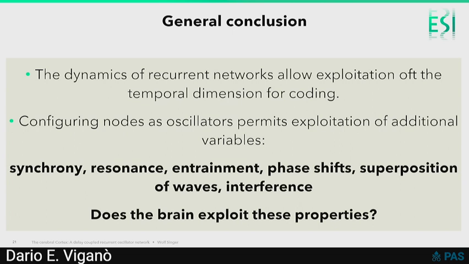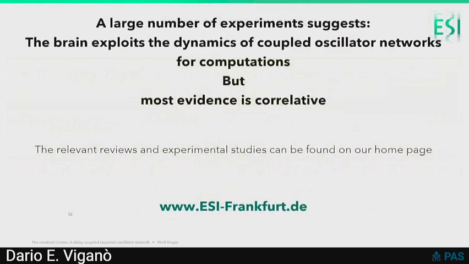dimension for coding, very important, which many of the deep learning networks don't. And then configuring the nodes as oscillators permits us to exploit additional variables. One enters the world of synchrony, resonance, entrainment, phase shift, superposition of waves, interference. So the question is, does the brain exploit these properties? We measure them, but we don't know whether they are functionally relevant.